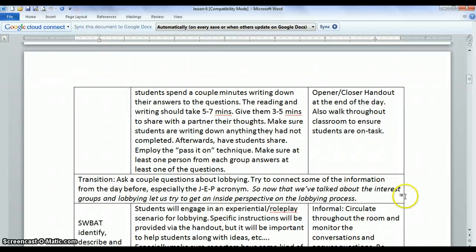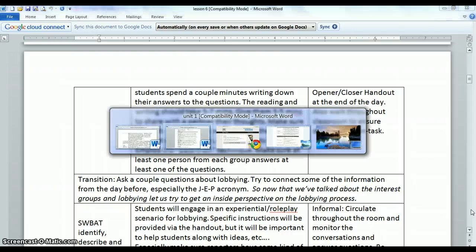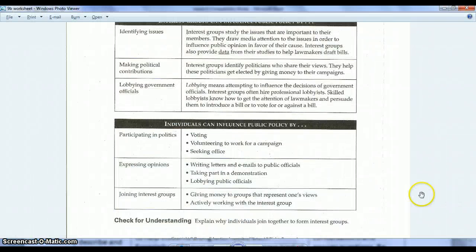And then my transition here has to do specifically with a class. And this JEEP acronym came out of a handout that we have with a class right here. J, joining interest groups, E, expressing opinions, and P, participating in politics, JEP, JEEP. I came up with clever acronyms for everything here. So that's what that was all about.